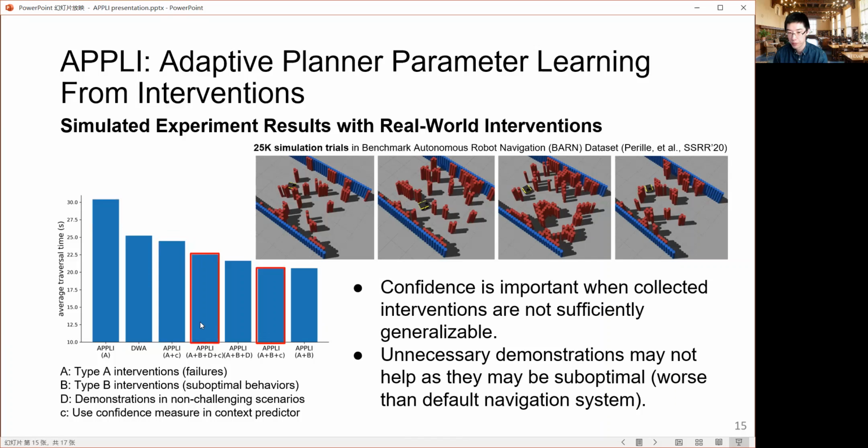And also, similar to what we have seen in the real experiment, we can see using full demonstration here, its performance is worse than using only A and B interventions. This again suggests unnecessary demonstration may be suboptimal and harm the performance.